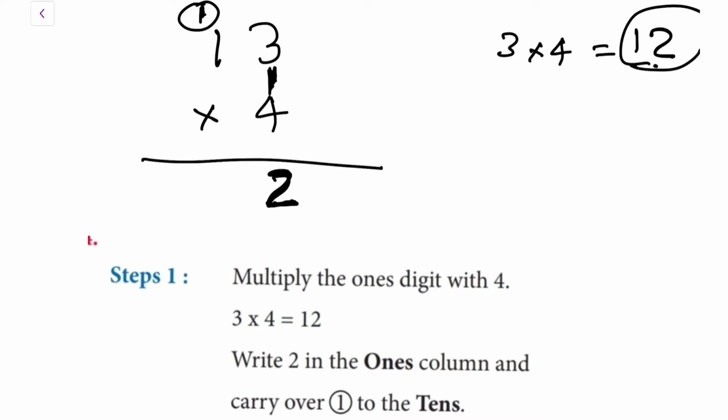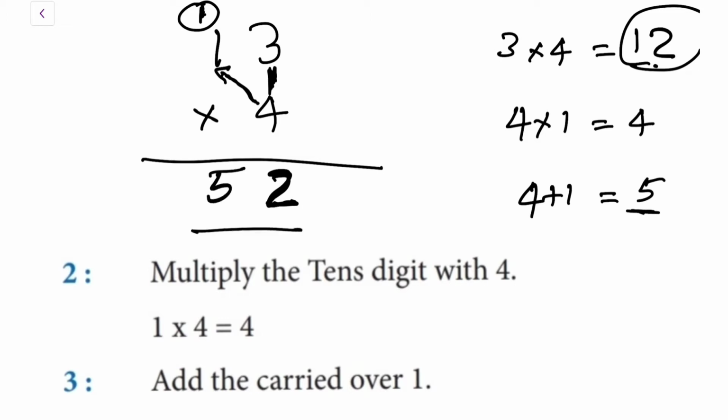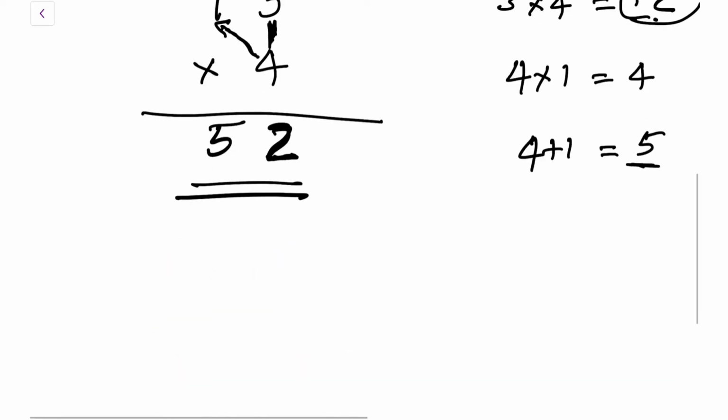In the second step, we multiply this 4 with the tens place. The digit in the tens place is 1, so 4 into 1 is 4. But you also have 1 that is carried over, so 4 plus 1 is 5. Write 5 in your tens column. So this is your answer, 52. Let's take another example.